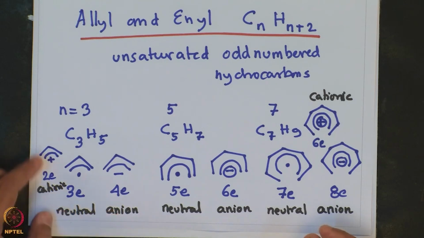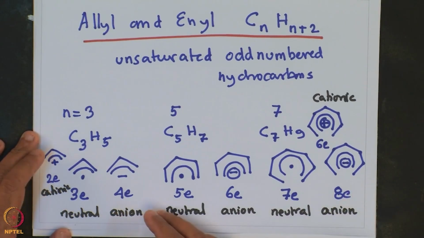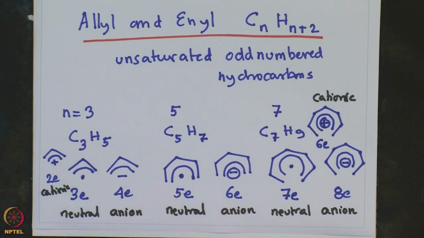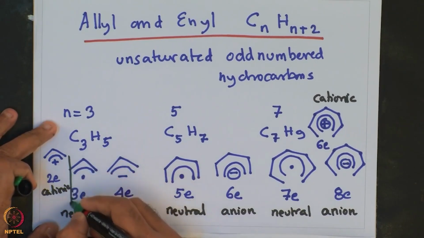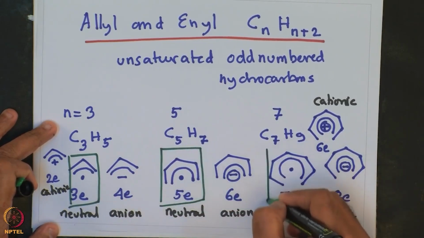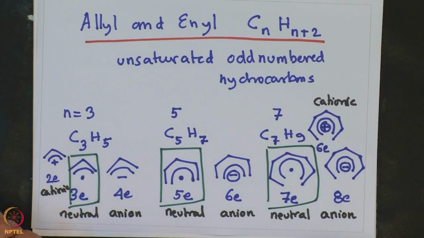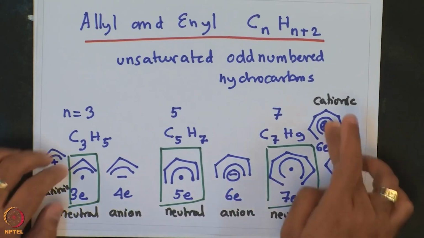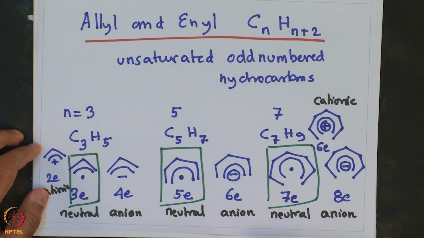Another important correlation is that the neutral species are all odd electron donors, and the anionic and cationic species are all even electron donors with respect to their pi orbital. So this is a very interesting correlation about the various types of allyl and enyl ligands that are out there, and the type of complexes they make with the transition metal.